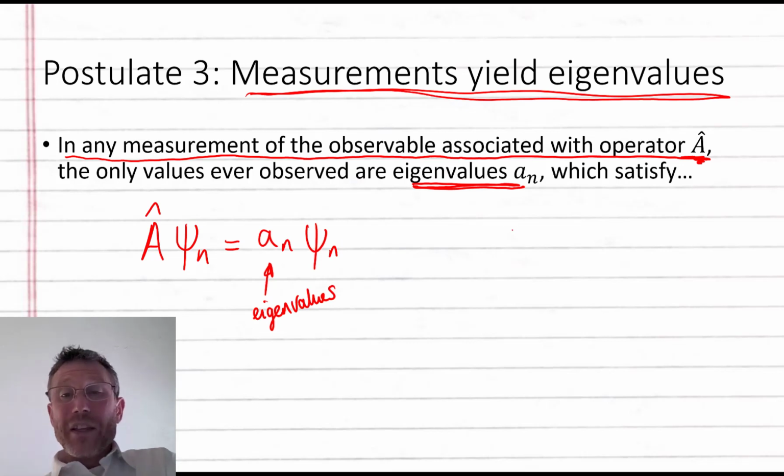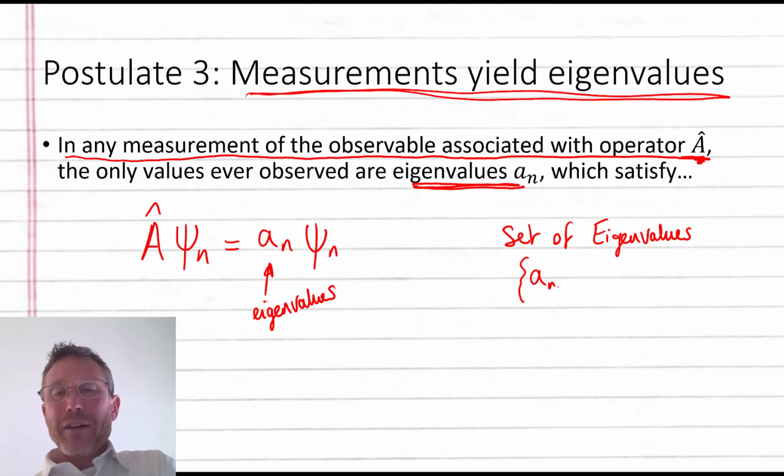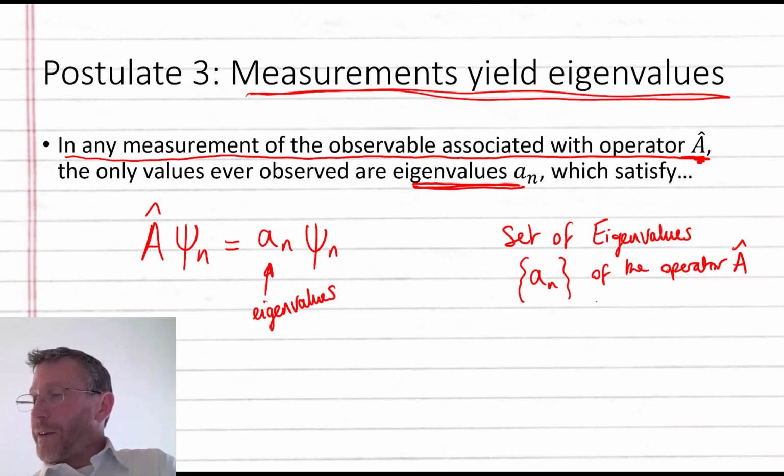And by the way, there's going to be a whole bunch of different eigenvalues that you can obtain for a population of particles in a system. But that set of eigenvalues, I'm going to put some curly brackets around this for now. So the set of eigenvalues of the operator A hat is called the spectrum of A hat.